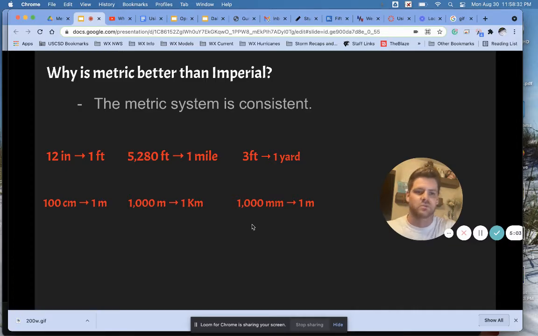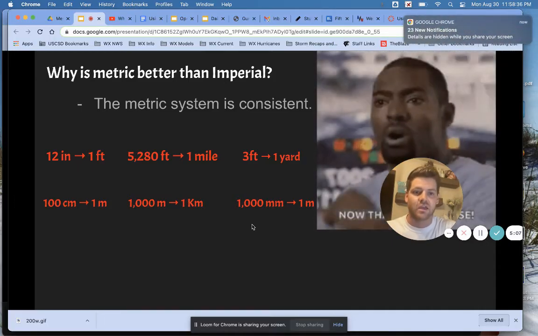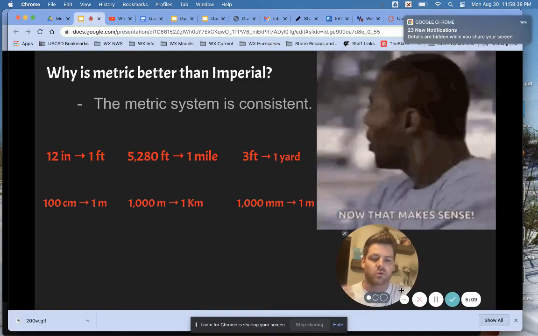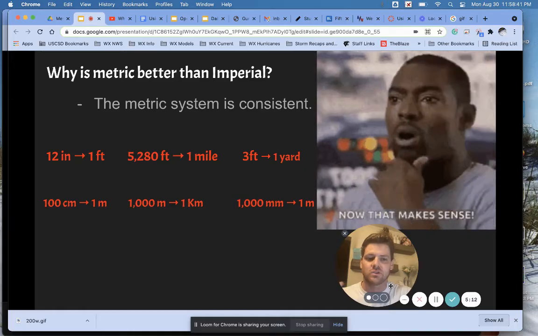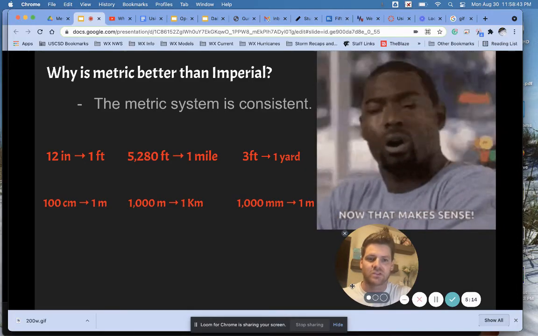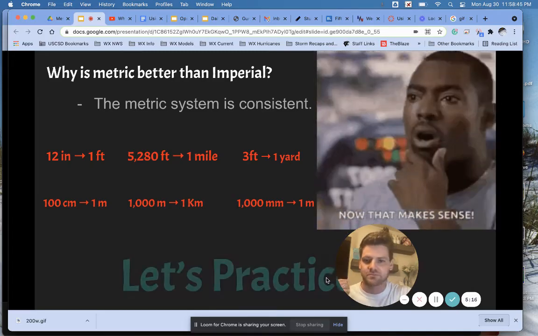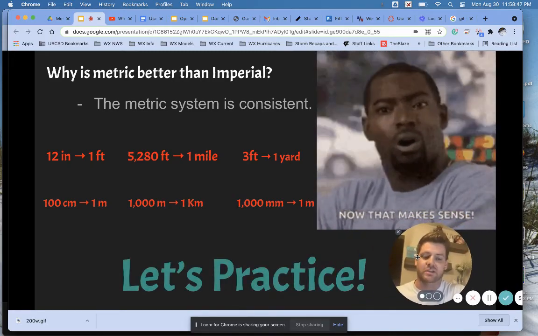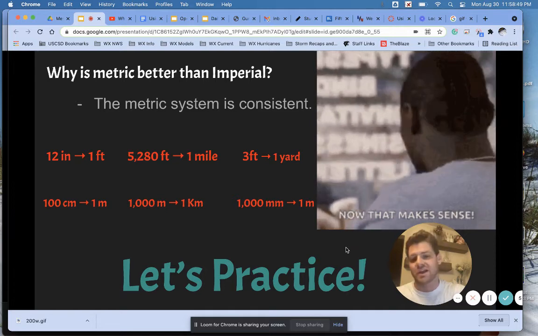1,000 millimeters equals a meter. Do you guys see how that is multiples of 10? It makes way more sense to use the metric system. Okay, it's way easier once we understand it. Now, we do have to practice with this a little bit because the metric system at first glance can be a little confusing.